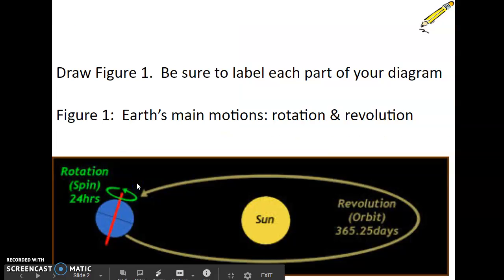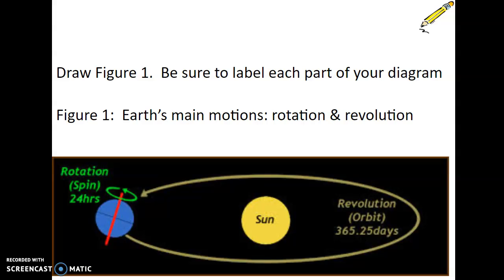Before we get started, take some time to draw figure 1 in the box that's on your guided notes. Make sure that you label each part of the diagram. It's really important to notice. So figure 1 is just describing two of Earth's main motions that we'll talk about.